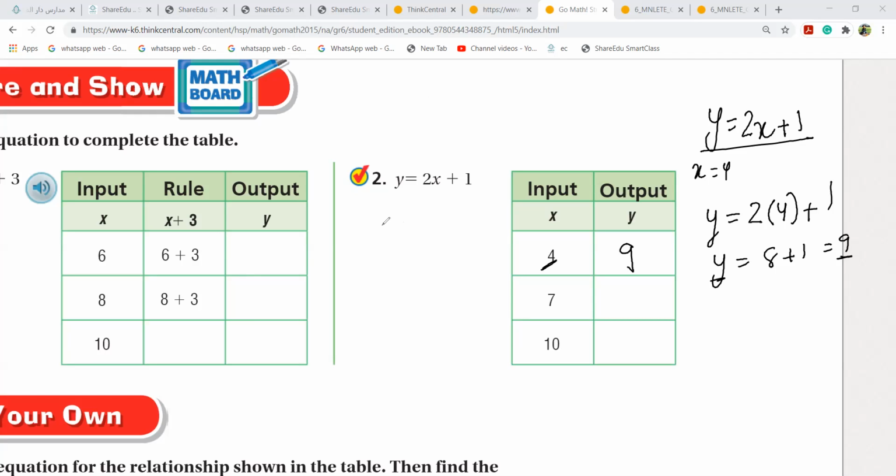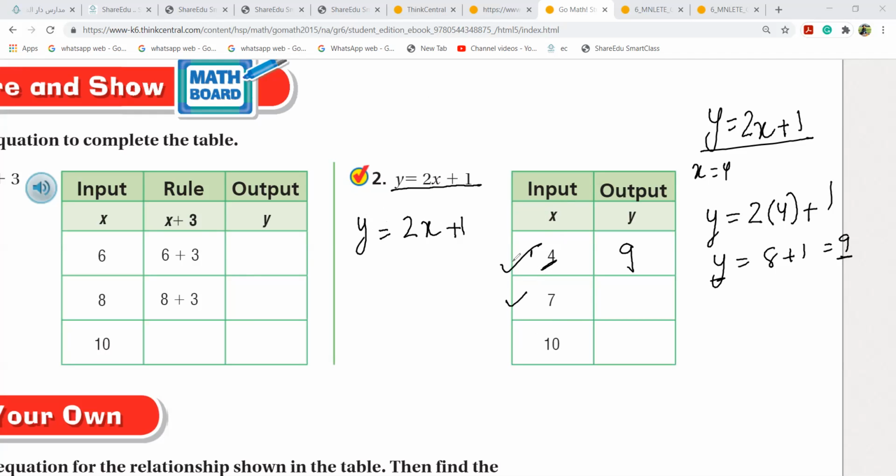Understood? Or not yet? Yeah, Miss. How is it, Malak? What did I give you as the question here? Y equals 2x plus 1. I did the first one. Now, second, what did they say? X is what? They said x is 7... x is plus 1. My sweetie, look at this table.